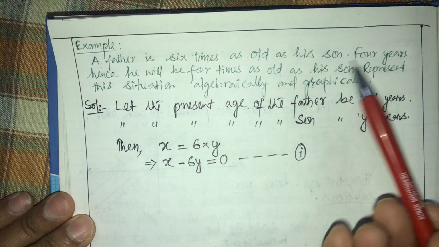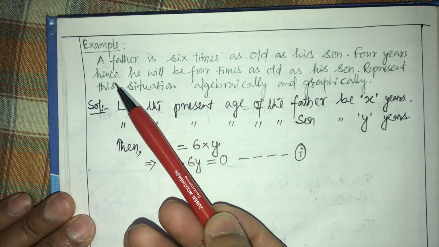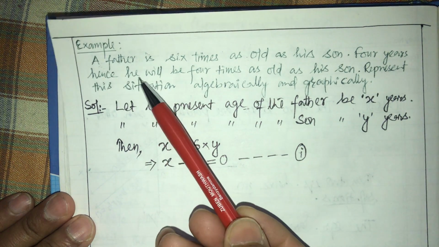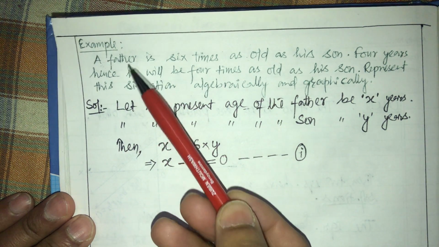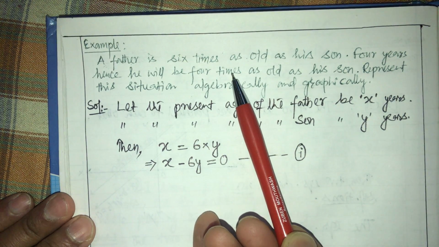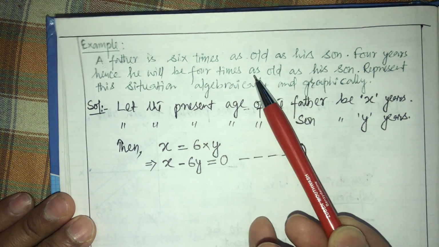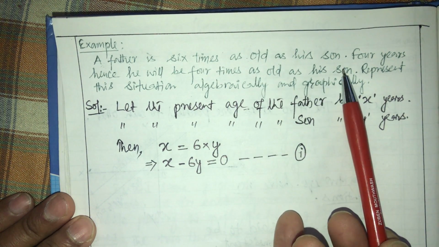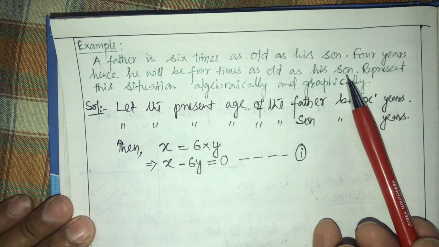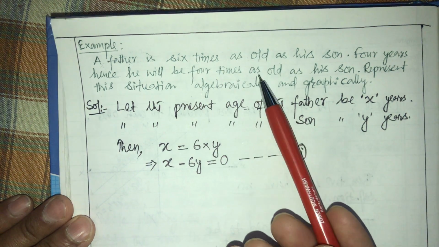The second statement says 4 years hence. Hence means after, later. So 4 years later, he, here he stands for the father, will be 4 times as old as his son. Earlier it was 6 times, now this is 4 times. According to the second statement, after 4 years, the father will be 4 times as old as his son.